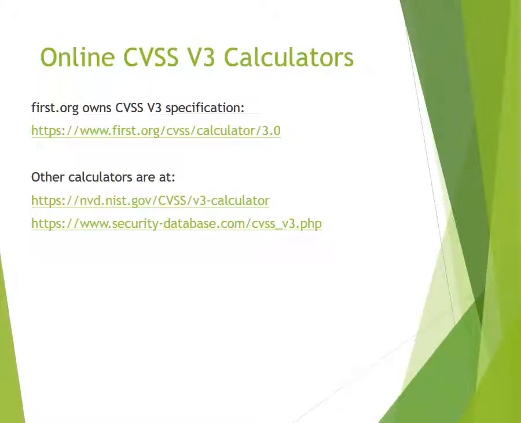There are online CVSS calculators. First.org is the one that I use because they own the CVSS version 3 specification, and you can find that calculator there. There are other calculators at other places. Online, there are calculators which are written as Python modules, Excel modules, and so forth.